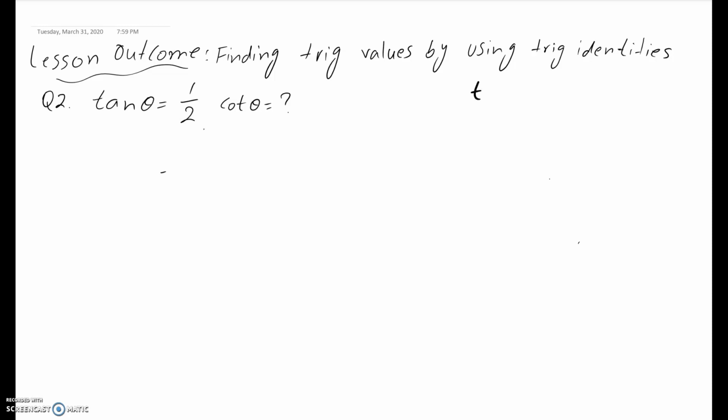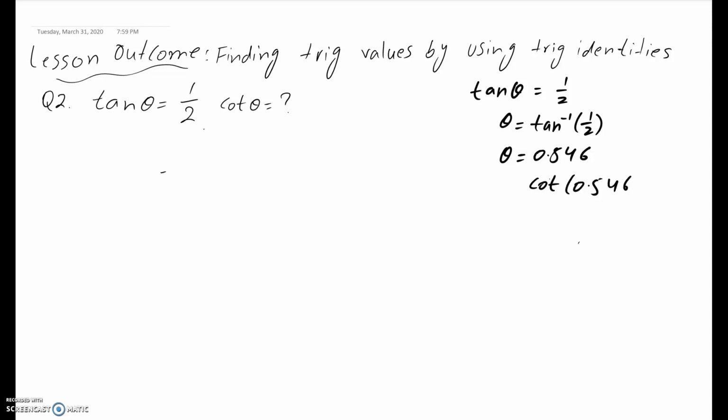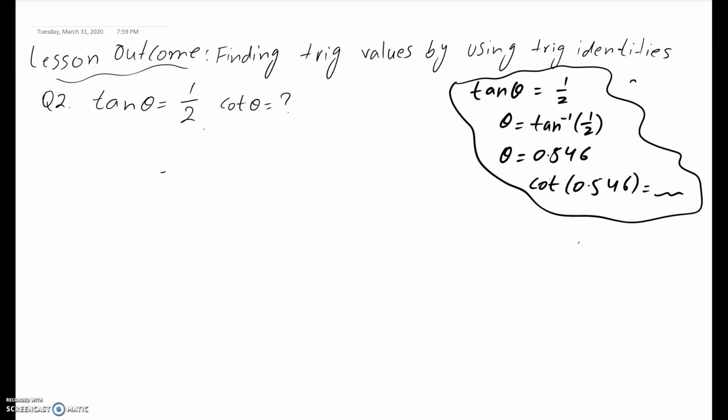Look, if tan theta is given, which is 1 over 2, the student found the value of theta equals tan inverse 1 over 2, and theta is equal to 0.4546. Then they substituted this theta value into cot and found 0.46. Look, this method is the old method.